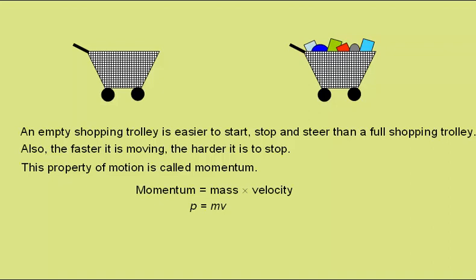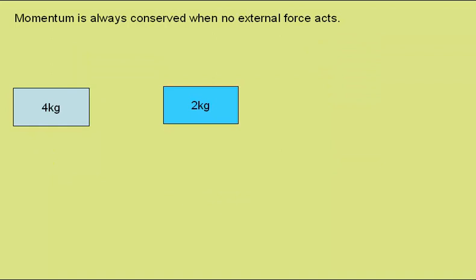You will have met momentum at GCSE. Momentum is a vector quantity, and so we must state the direction. And if momentum in one direction is taken as positive, momentum in the opposite direction will be taken as negative. A property of momentum you will have met at GCSE is that it is always conserved when no external forces act. For example, in collisions.